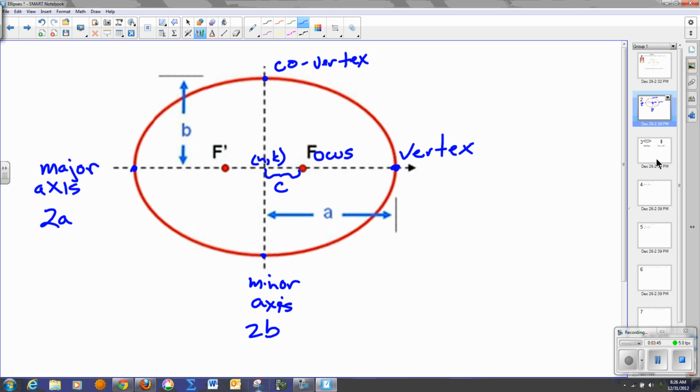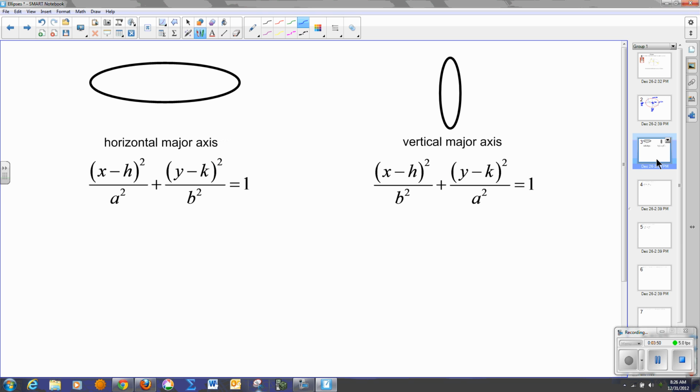Now, if I have a horizontal major axis, in other words, my vertices are this way, then my equation for my ellipse is (x minus h) squared over a squared plus (y minus k) squared over b squared. If I have a vertical major axis, in other words, the vertices are going vertically, then I have (x minus h) squared over b squared plus (y minus k) squared over a squared is equal to 1.